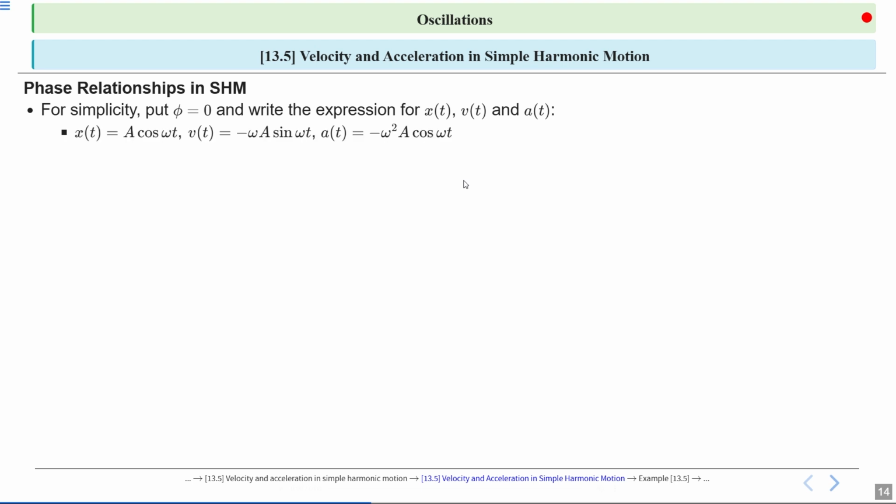So x(t) is equal to A cos(omega t), v(t) is equal to minus omega A sin(omega t), and a(t) is equal to minus omega squared A cos(omega t).